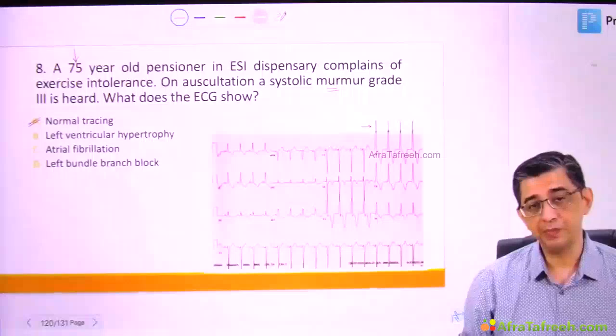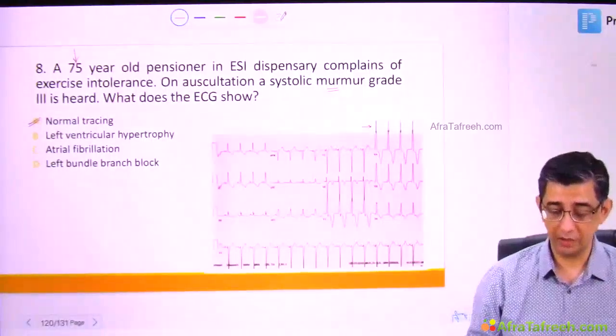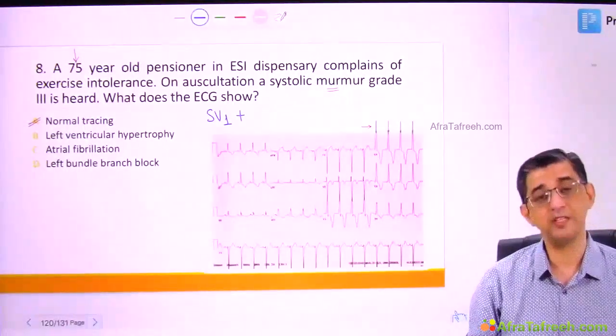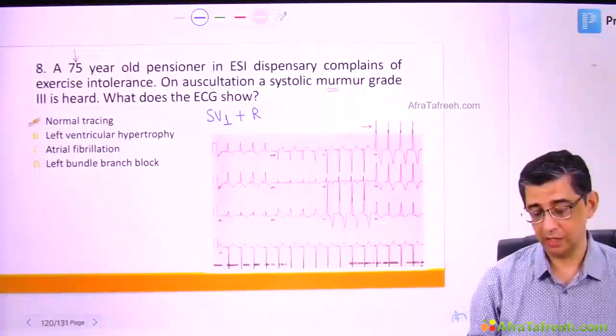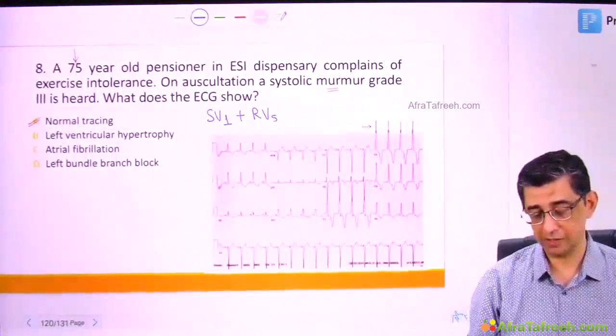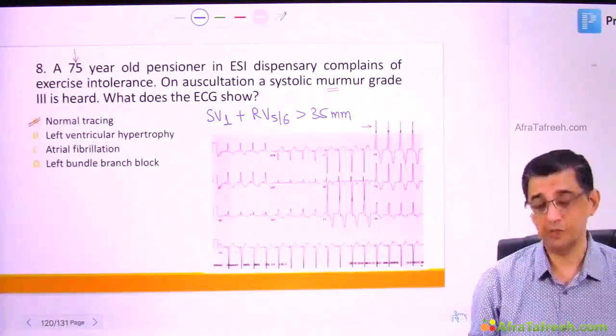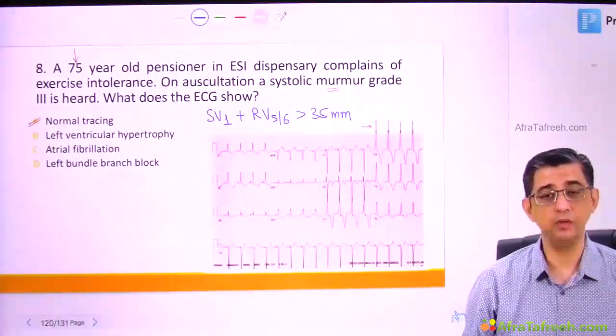When it comes to the diagnostic criteria of left ventricular hypertrophy, we call it SV1, the depth of the S wave in lead V1, plus the height of the R wave in V5 or V6. If this adds up to more than 35 millimeters, we should definitely think in terms of LVH and send the person for an echocardiography.